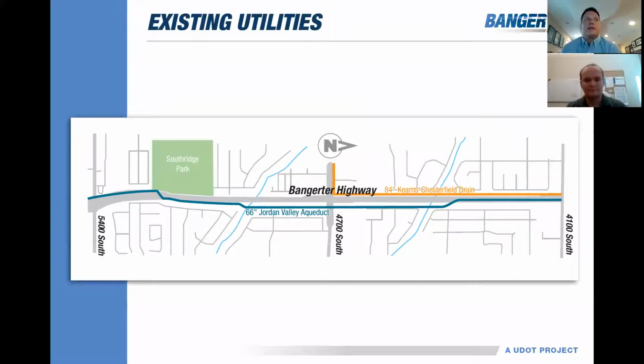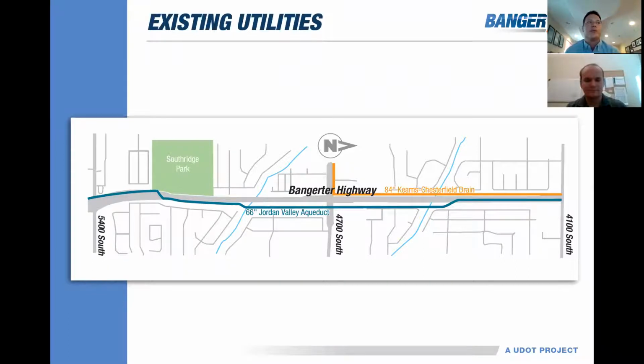So Bangerter is both a highway and a utility corridor. On the east side of Bangerter runs the Jordan Valley Aqueduct. This is a 66-inch diameter pipe owned by the United States Bureau of Reclamation. This water line provides water to over 1 million people in the Salt Lake Valley. On the west side runs the Kearns-Chesterfield Storm Drain, an 84-inch pipe owned by Salt Lake County Flood Control.